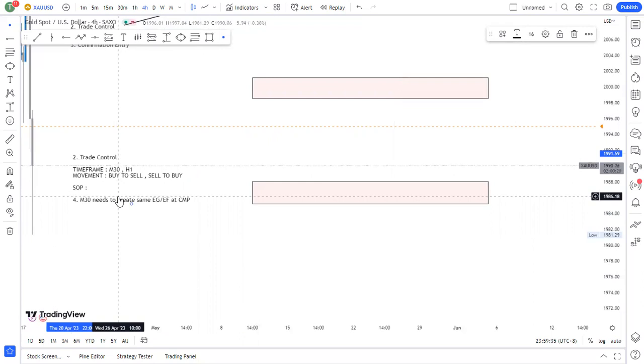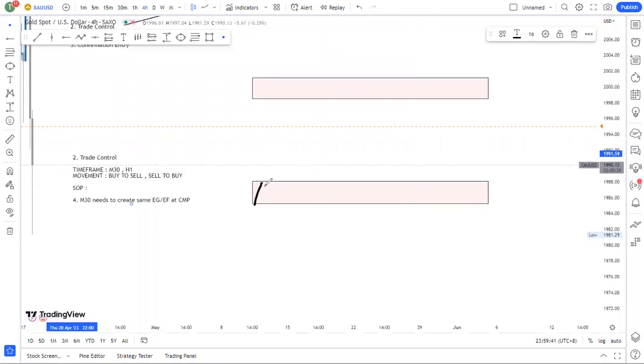Okay. So when the price gets into the zone, this is the SOP just now. H4 creates engulfing buy. Go back, get into the zone, and then we focus on the CMP. This is SOP number 1, number 2, number 3. And then what about number 4?